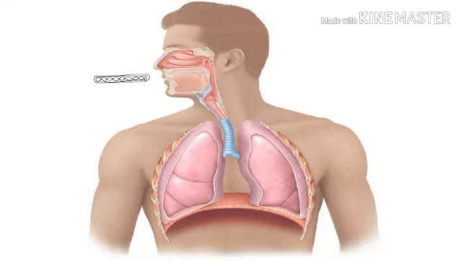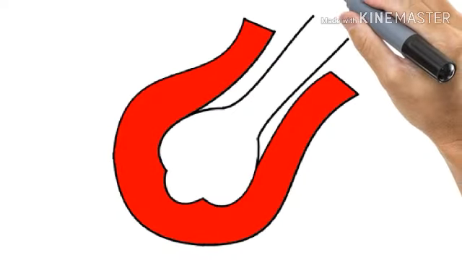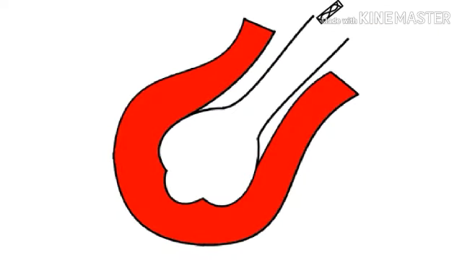So the Mycobacterium tubercle enters the body system through the nose because it's a respiratory disorder. It enters into the nasopharynx, into the trachea, and from the trachea into the lungs. If you watched our last video about pneumonia, you will understand that the lung is filled with alveoli, and this Mycobacterium tubercle travels into the lungs.